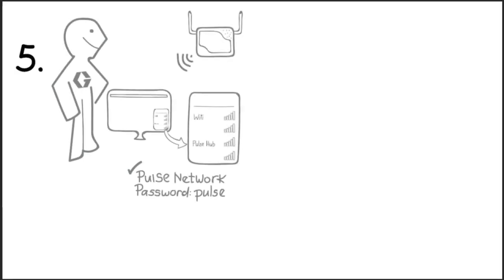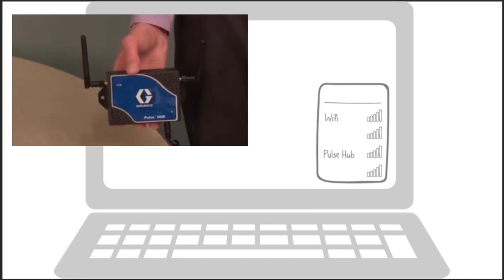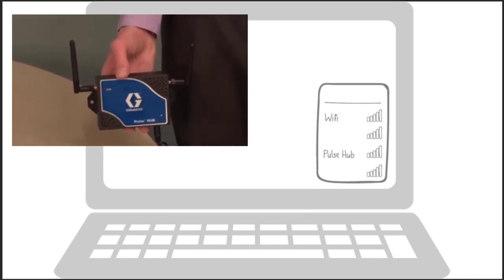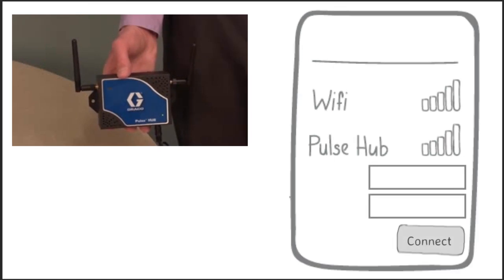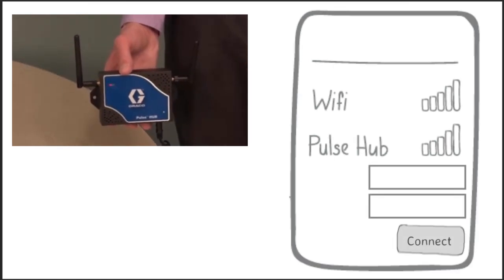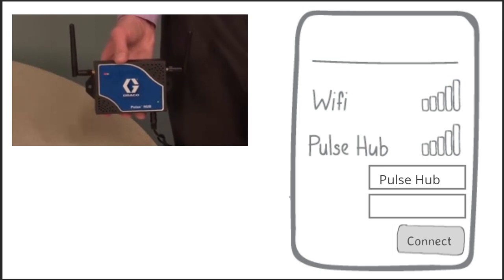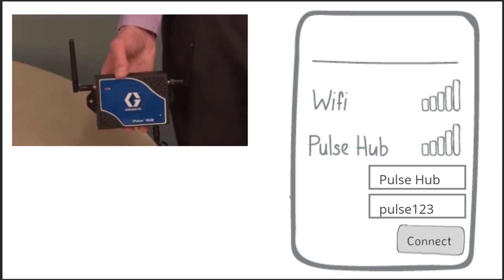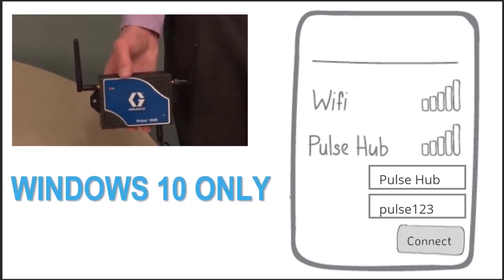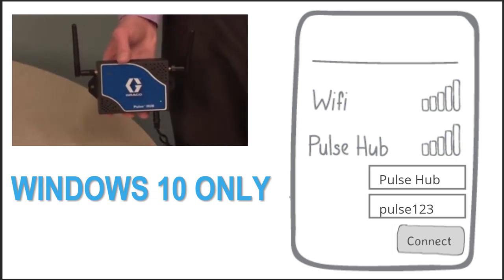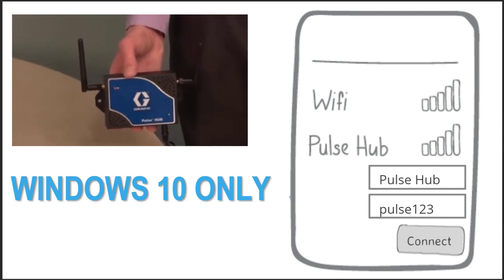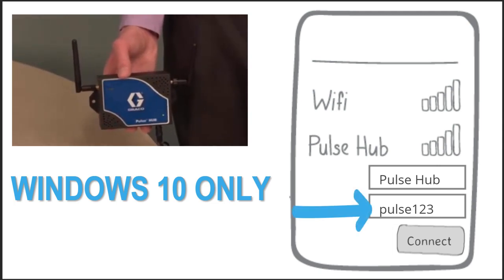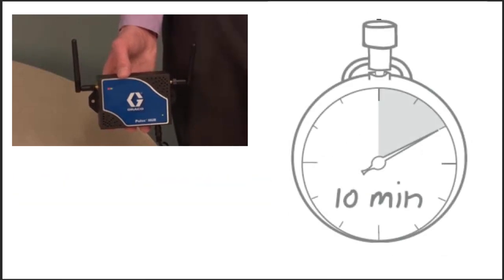On the customer's computer, while the hub lights are still blinking and within the 10 minutes, connect to the hub's hotspot. Find and select the Pulse Hub network from the list of available networks. The network name is Pulse Hub and the password is Pulse123, all lowercase letters. If you are using Windows 10, the Wi-Fi login may request a PIN code. You must check a box or click a link to change to passphrase entry before you enter the Pulse123 password. Wait until the hub light turns solid green. Wait 10 minutes for the Pulse application to load.